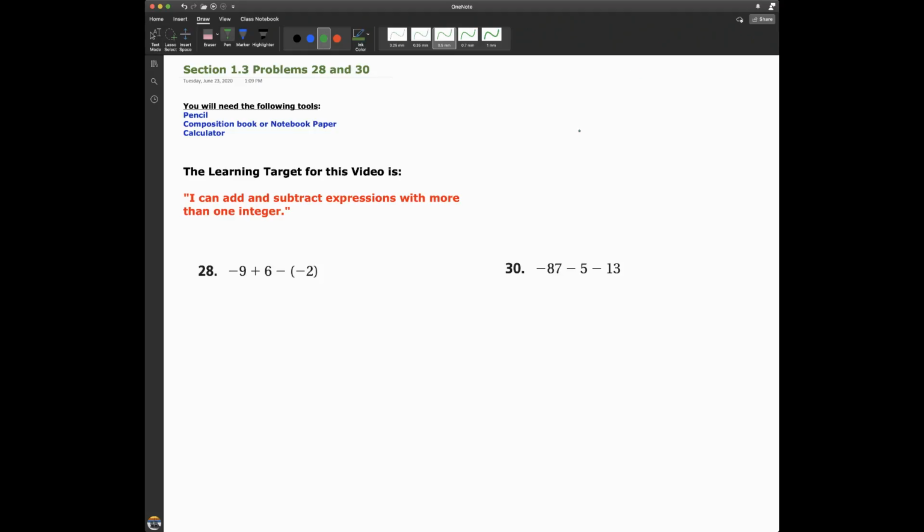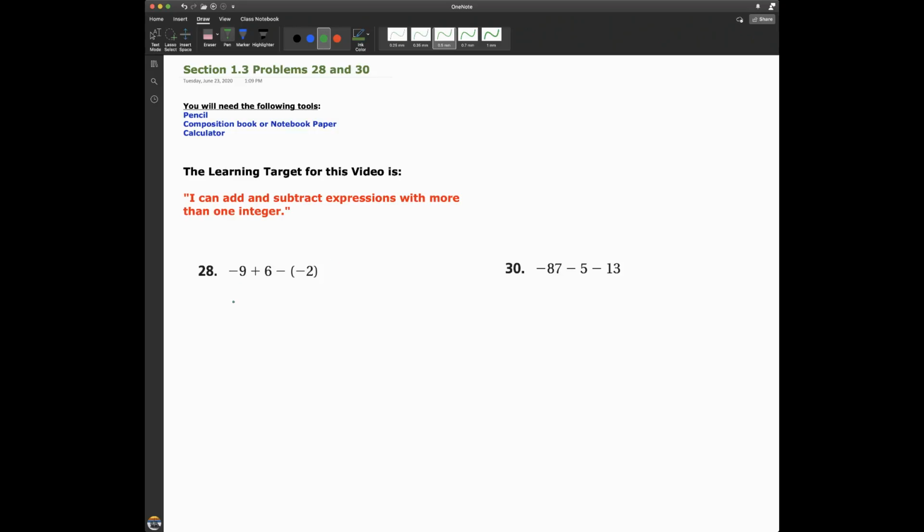For this video, notice we're mixing our addition and our subtraction. So we have to remember the song for adding integers, and we also have to remember to add the opposite if we're doing subtraction. So you're going to need a pencil, composition book, or notebook paper, and the learning target is I can subtract expressions with more than one integer.